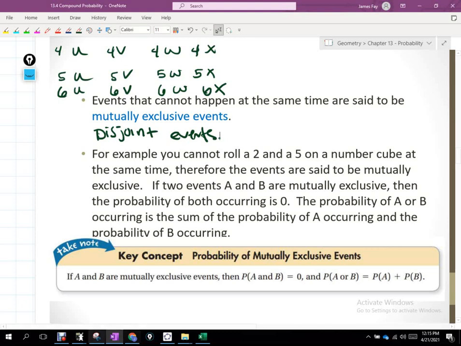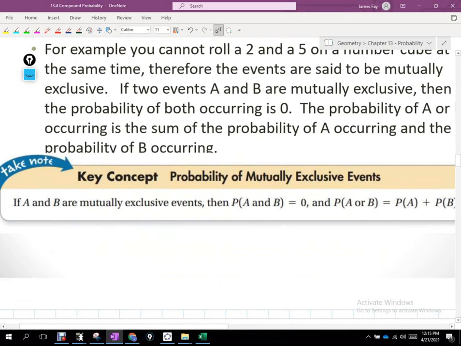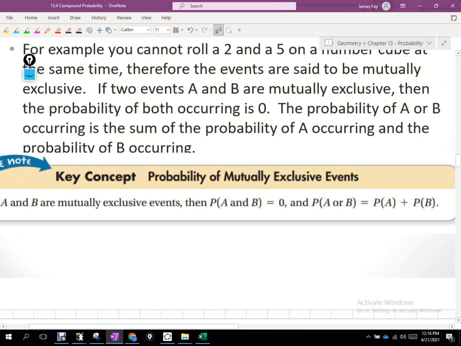What I want you to see here is that when we say or, there are a couple of rules that go with events that have the word or in them. If A and B are mutually exclusive, meaning they cannot happen at the same time, then the probability of A and B is 0, and the probability of A or B is the sum of the probability of A and the probability of B. But that's if they are mutually exclusive, not just joint events.